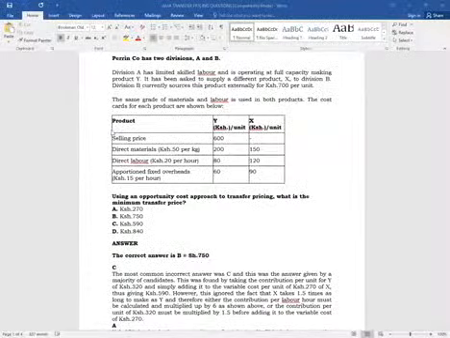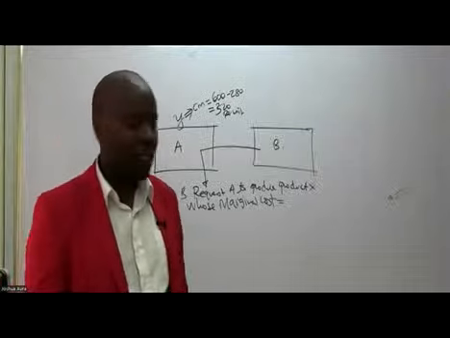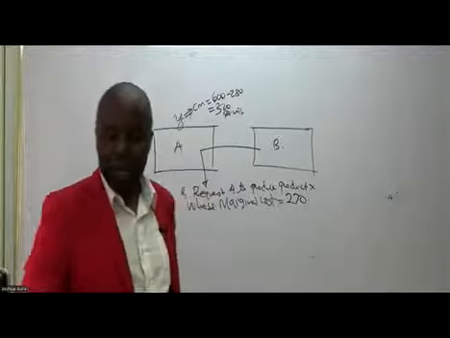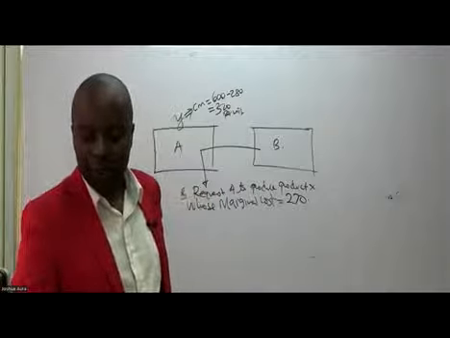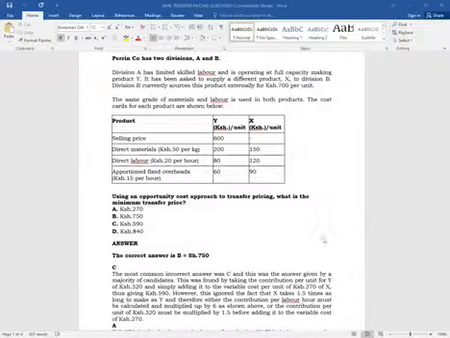Remember, we are told here that division A has limited skilled labor and is operating at full capacity, making product Y. It has been asked to supply a different product called X to division B. Now, for this product X, the marginal cost is 150 plus 120, materials and labor. That gives me 270. For your revision, it will be important for you to write these components.